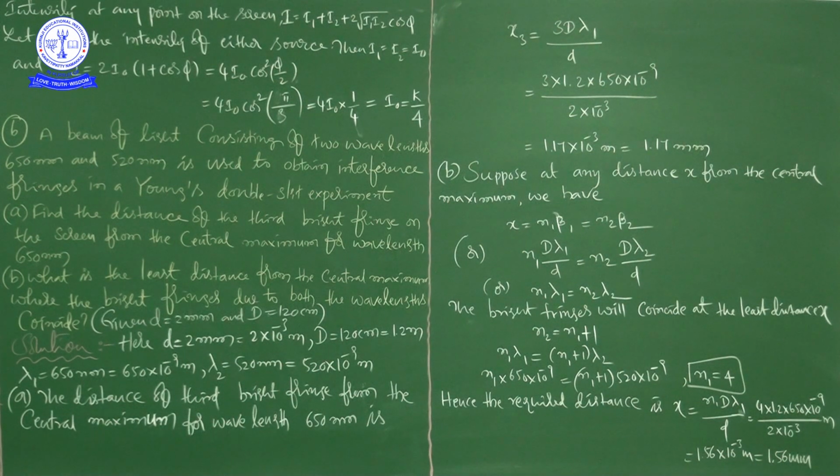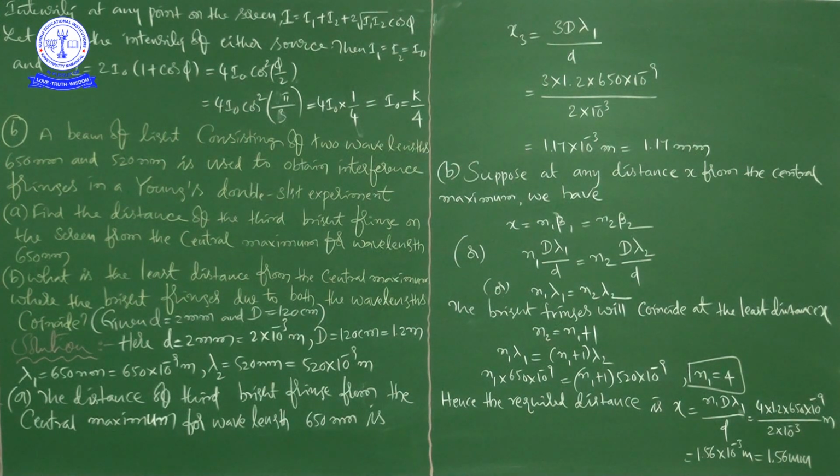Then you will get 1.56 into 10 to the power of minus 3 meter, that is equal to 1.56 millimeters, right. So 1 millimeter is equal to 10 to the power of minus 3 meter, so it is 1.56 mm, okay. That is what we had regarding this problem, right.